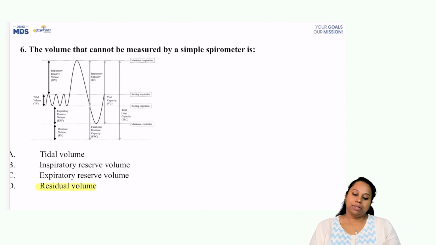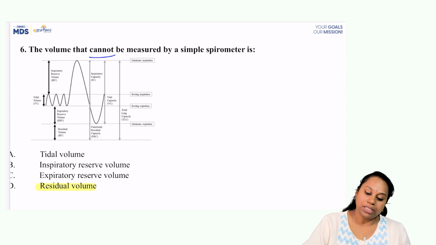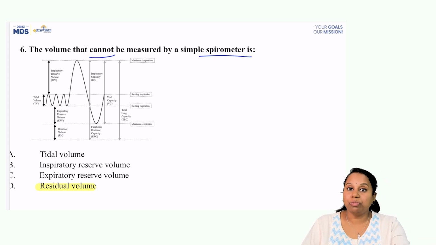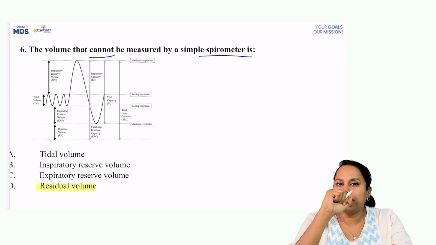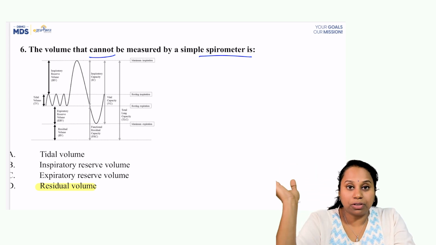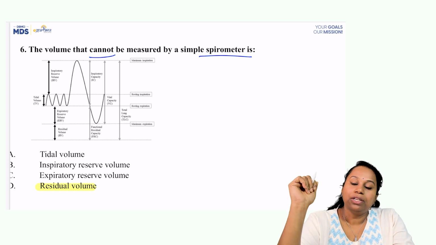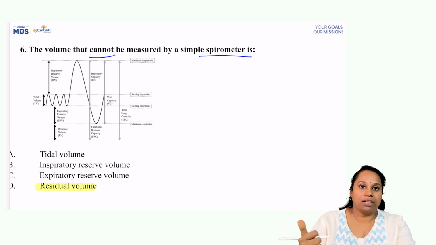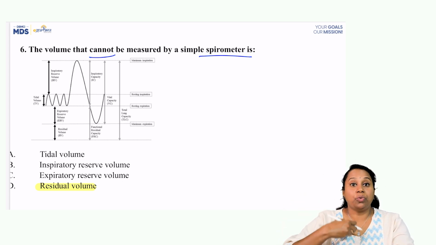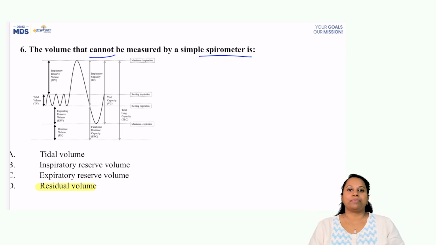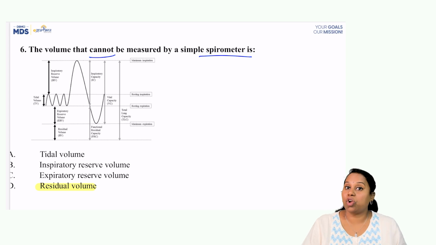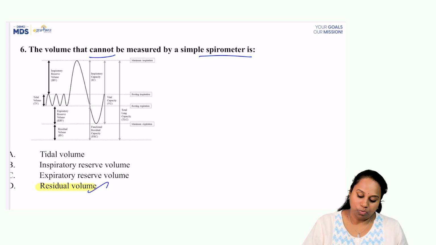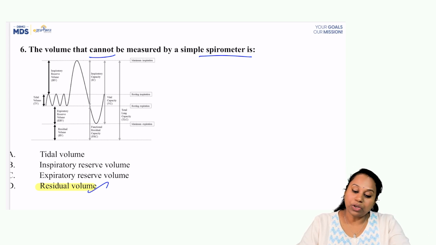Question number 6. The volume that cannot be measured by using a spirometer. A spirometer is a tube-like instrument. With a digital spirometer, you put it into the mouth, and when you breathe into the tube, the computer will draw the graphs for you. Whichever volume you breathe into the tube, it can measure. But whichever volume is not coming out, the machine cannot measure. So which volume remains as a residue in your lung and does not come out? That's the residual volume. So residual volume cannot be measured by using a spirometer.